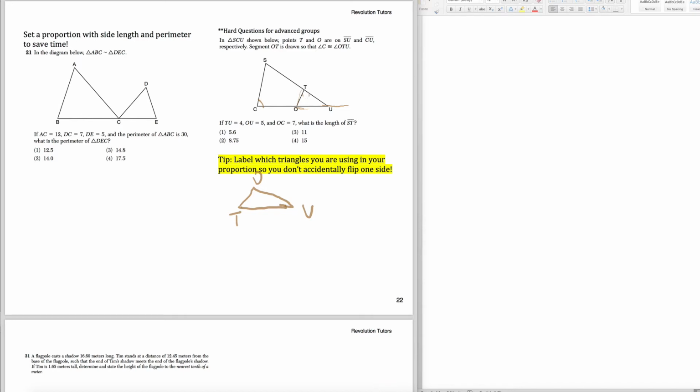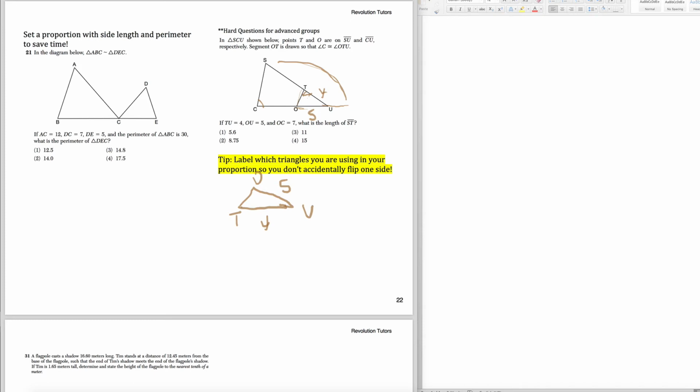Yeah, everyone saw what I did? Okay, so now ST, TU is 4, so I would write it down here. I would also write it up here. I put it on both diagrams. OU is 5. You're going to have to label both diagrams. OU is 5. And ST, we're trying to find the length of ST. So I guess you'd probably find the whole thing and then you subtract.